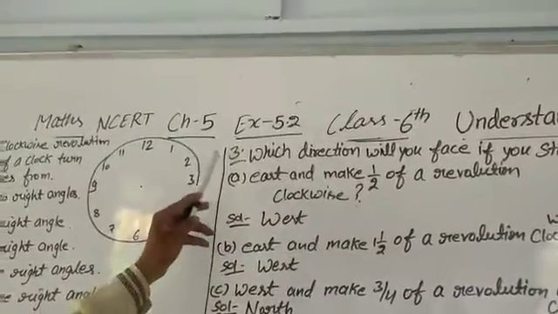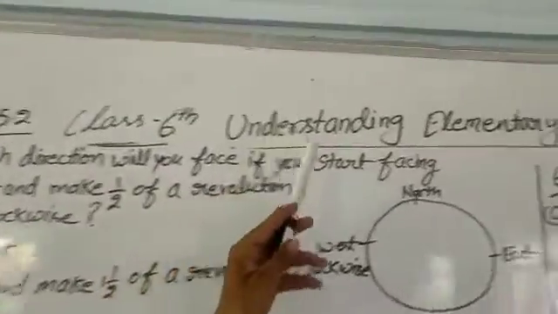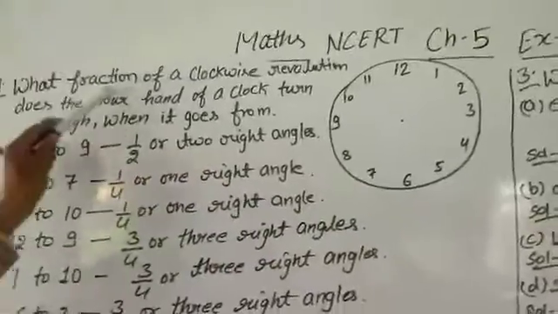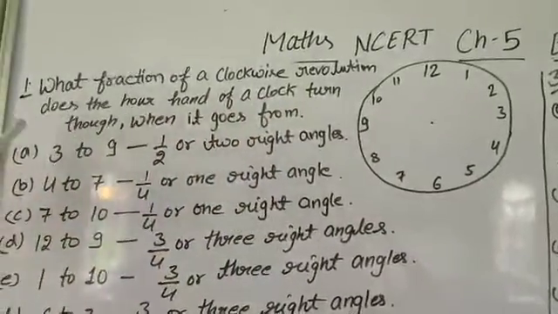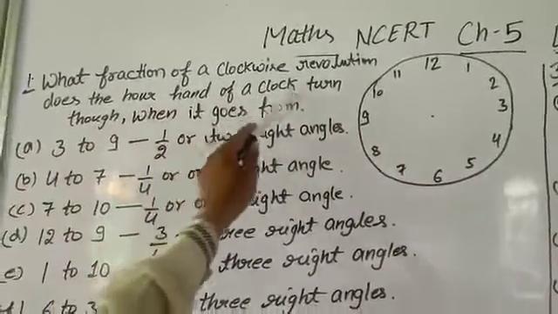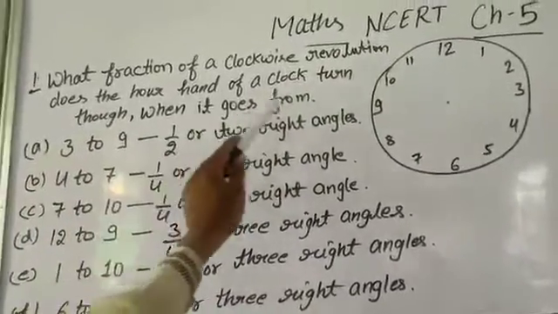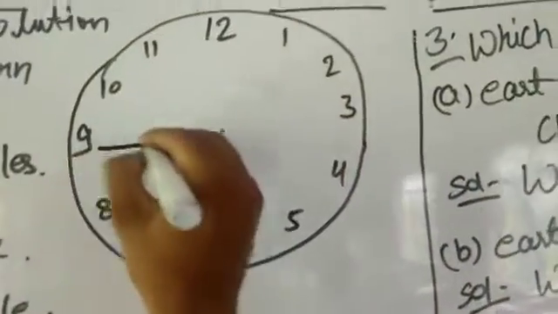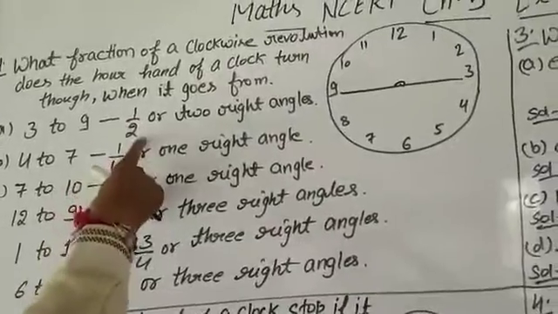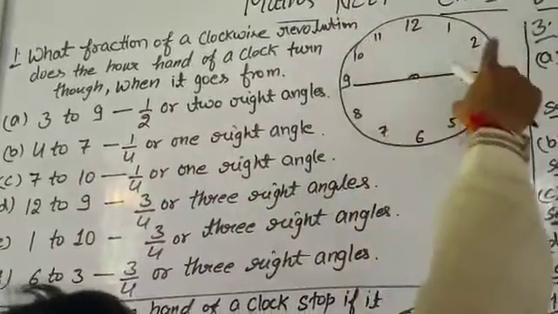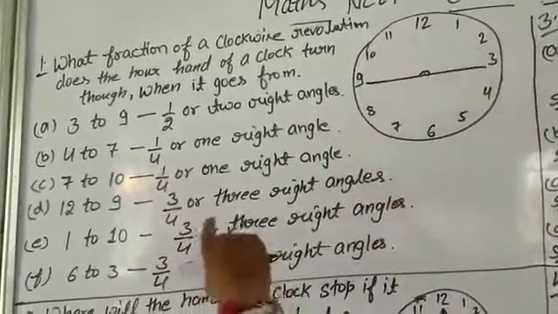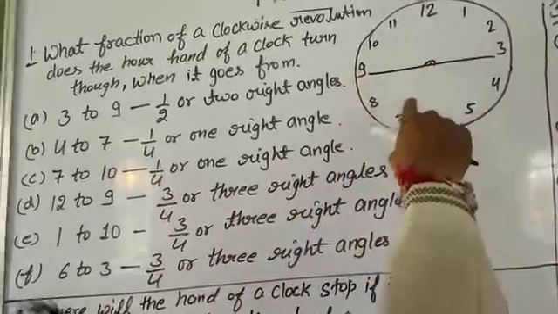Now we continue chapter 5, exercise 5.2, Understanding Elementary Shapes. First question of 5.2: What fraction of a clockwise revolution does the hour hand of a clock turn through when it goes from: first, 3 to 9. So 3 to 9 is 180 degrees, that is 2 right angles. So 1/2 or 2 right angles. A half circle is 180, which is 1/2, and the complete angle is 360 degrees.